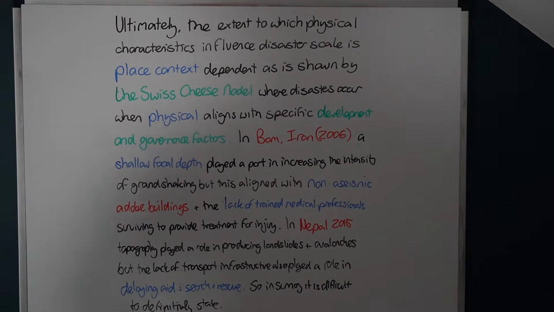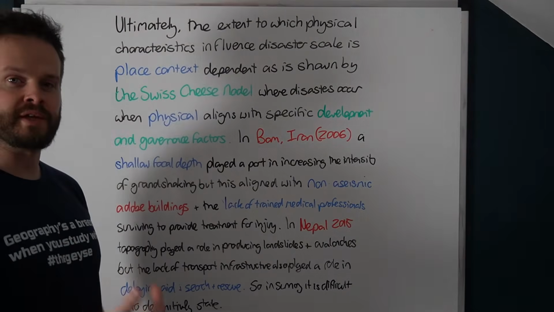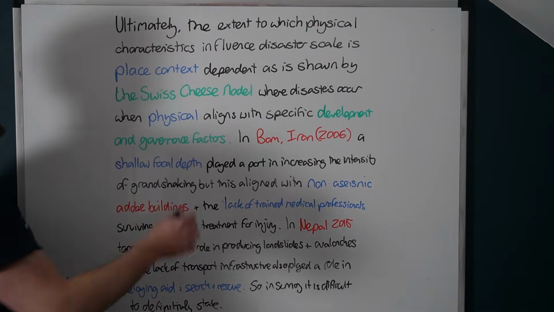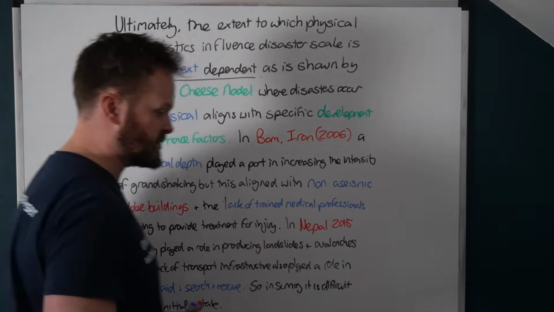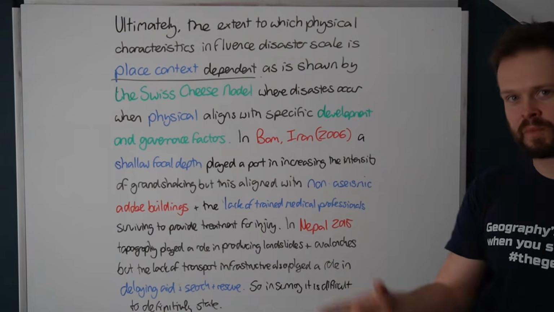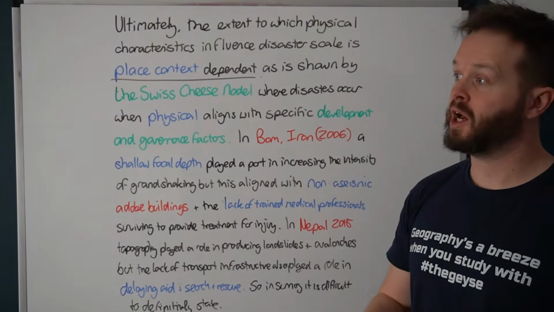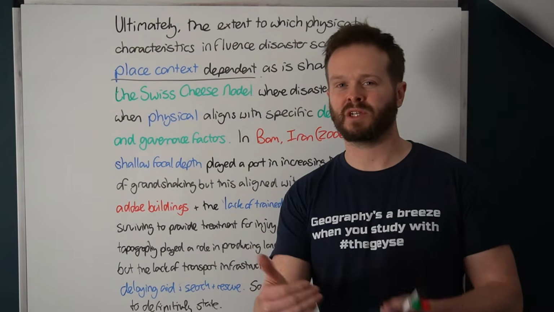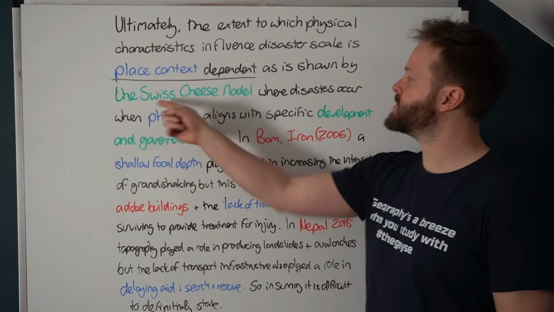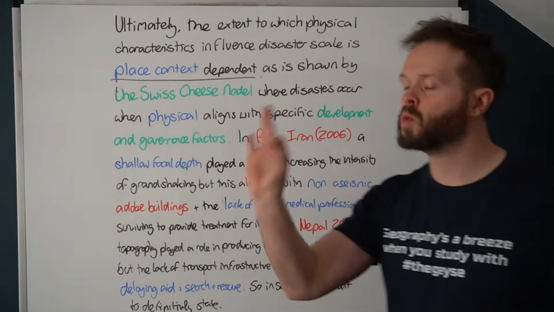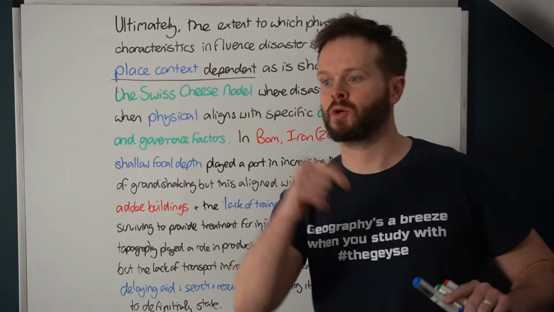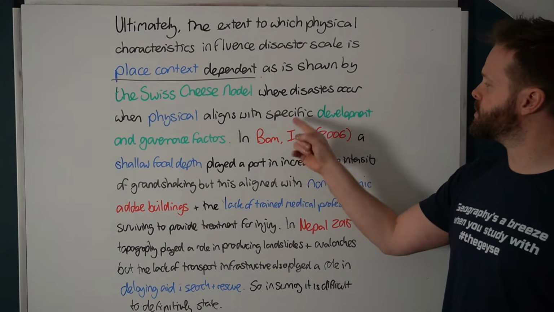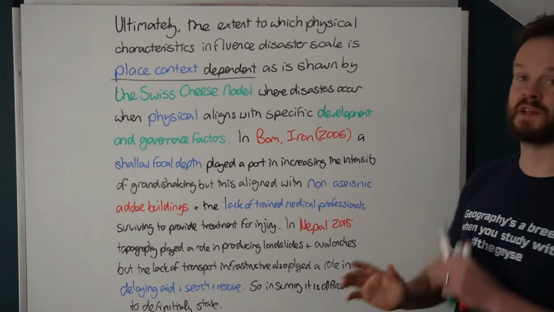So let's see how this works. This is what it looks like to summarize using that Swiss cheese model. Ultimately, the extent to which physical characteristics influence disaster scale is place context dependent, thus giving us our final bit of perspective, which in a synoptic module like Tectonics is, again, just like the stakeholders thing. Place is a really easy one to go for, as is shown by the Swiss cheese model. So get it in there, quote these models. The examiners love seeing those theoretical models in your paragraphs, where disasters occur when physical aligns with specific development and governance factors, as you saw in the diagram.